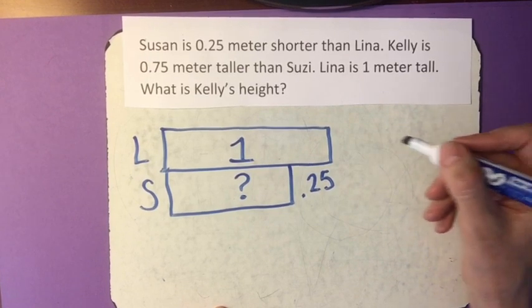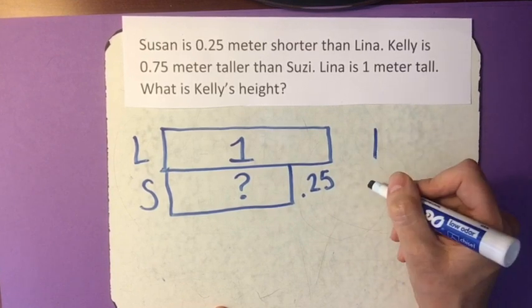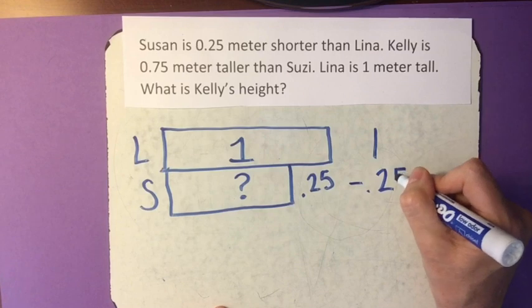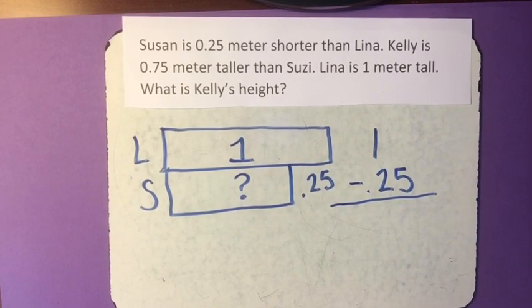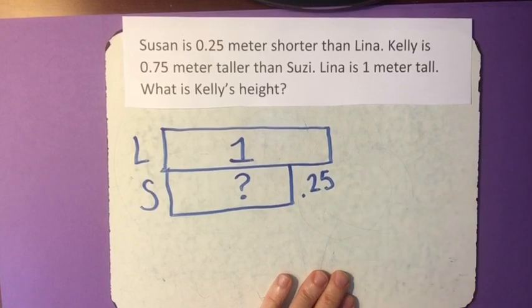So here we go. We have 1 meter minus 25 hundredths, and that'll give us Susan. But what is wrong with the way I've set this up? Can you tell? I don't have my decimal points aligned, and I don't have any placeholder zeros helping me out either. So I'm going to make sure that I do that correctly.